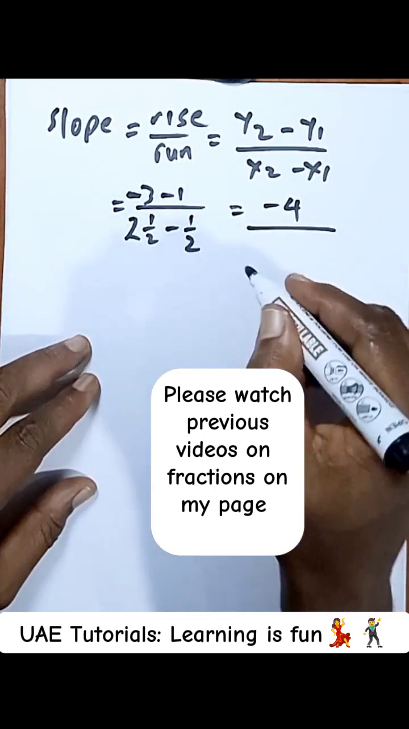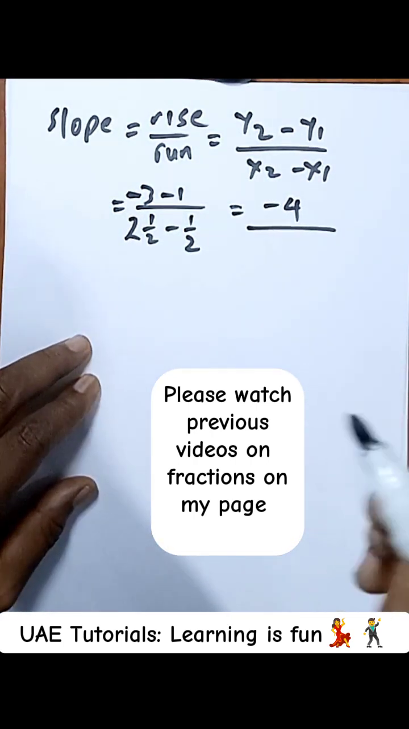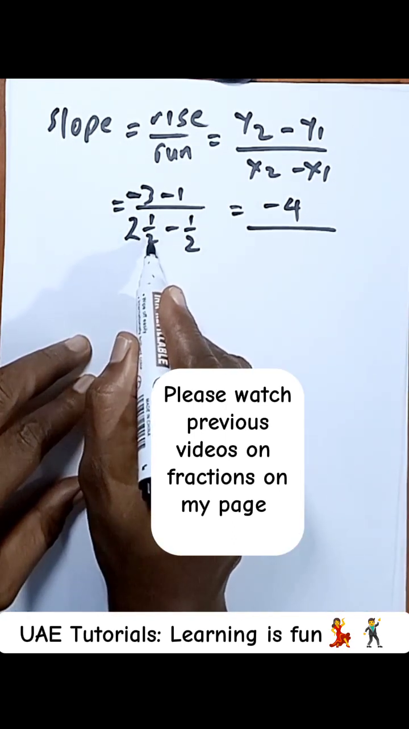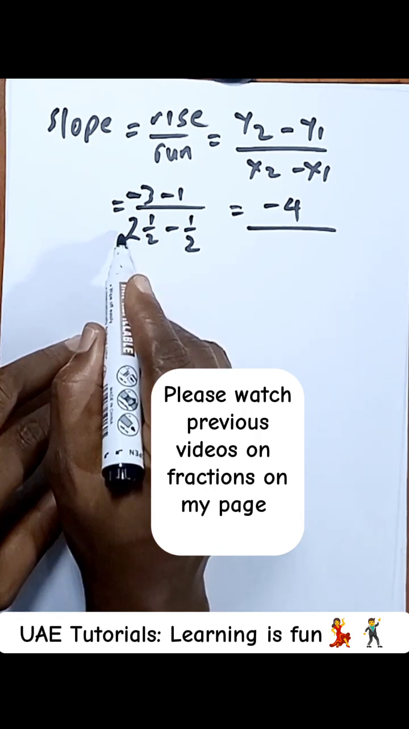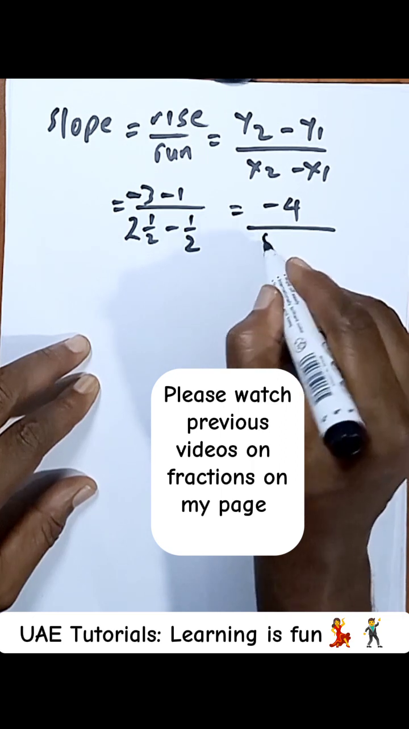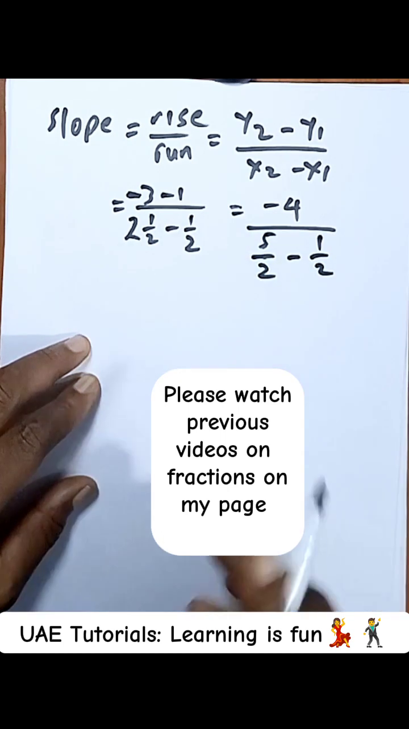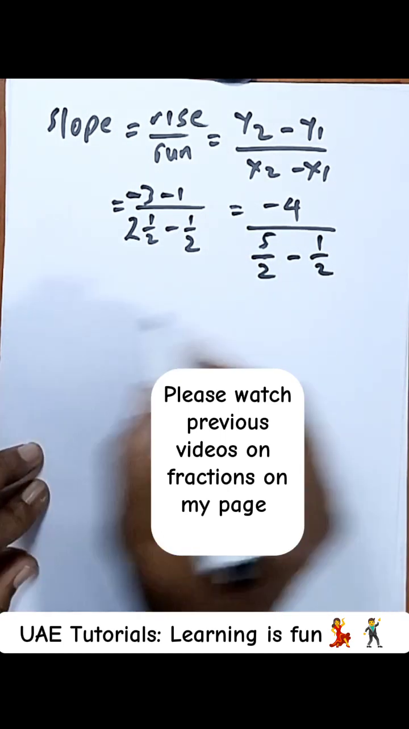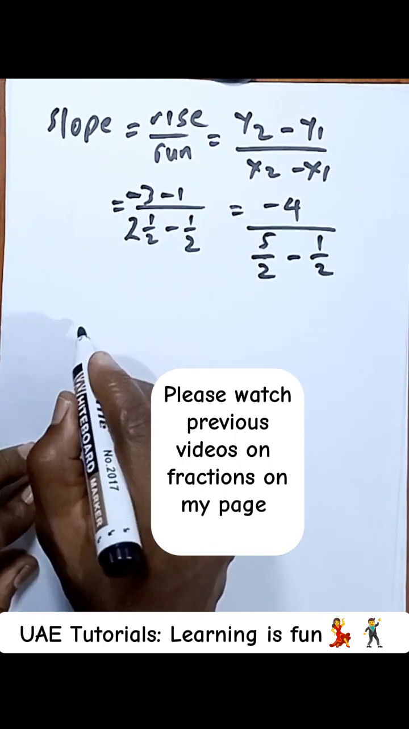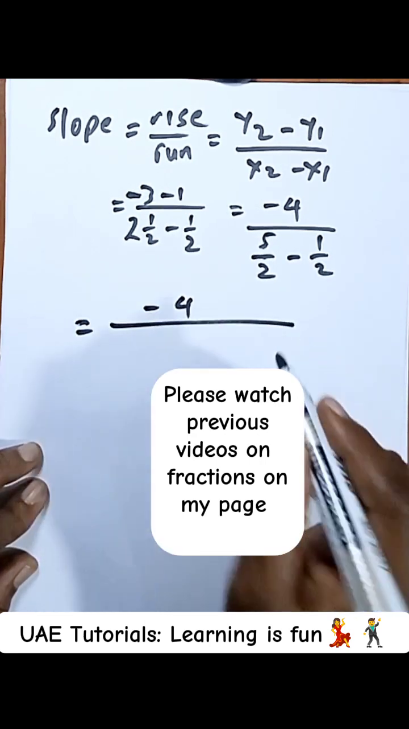We said let's convert this to improper fractions. In this example, you are going to see why fractions are very important. Improper fractions, you use this to multiply 2. 2 times 2, that's 4, plus 1, that's 5, all over 2 minus 1 over 2. Now, I am going to solve the denominator first, so let me just leave this minus 4 up there.